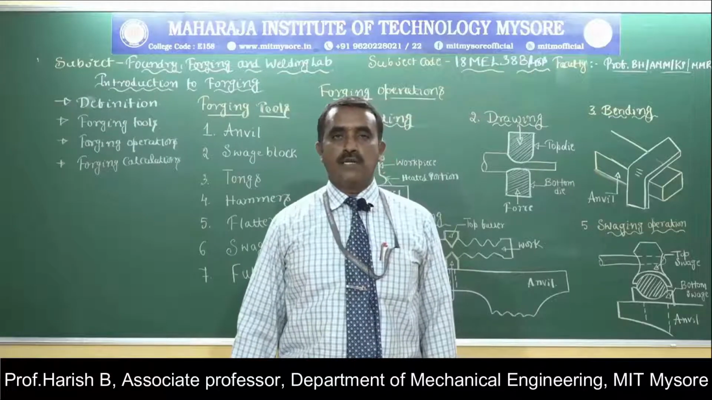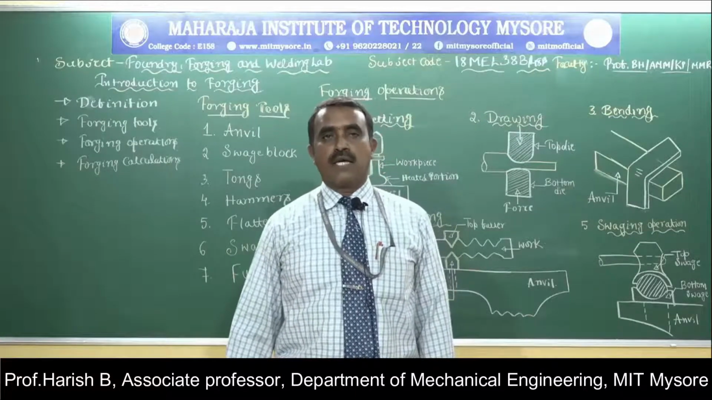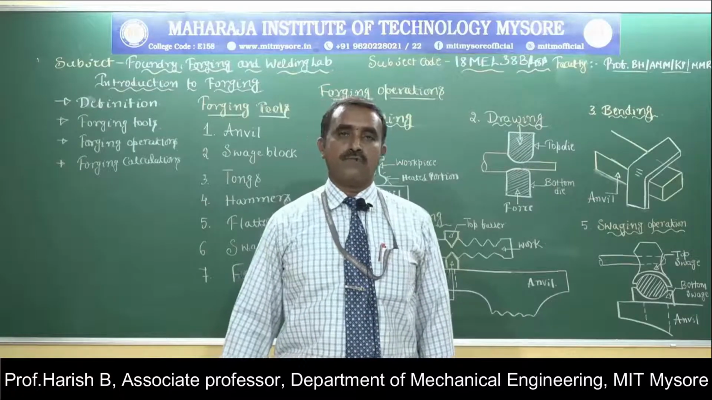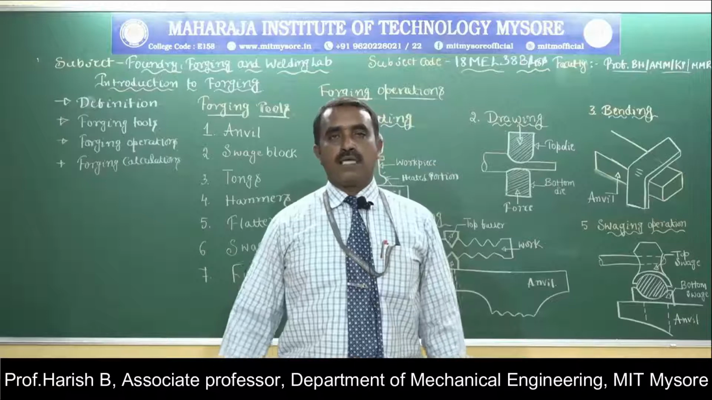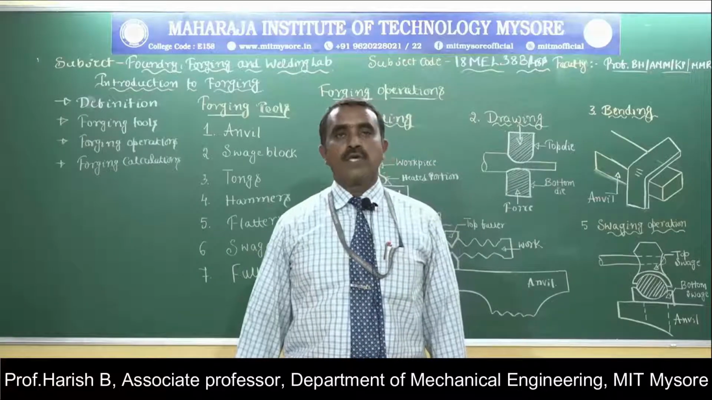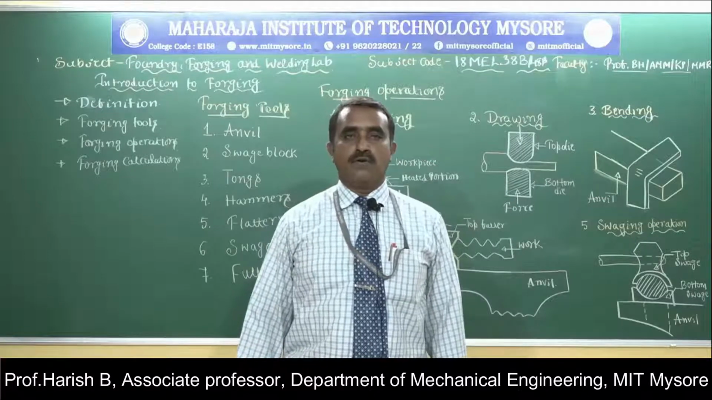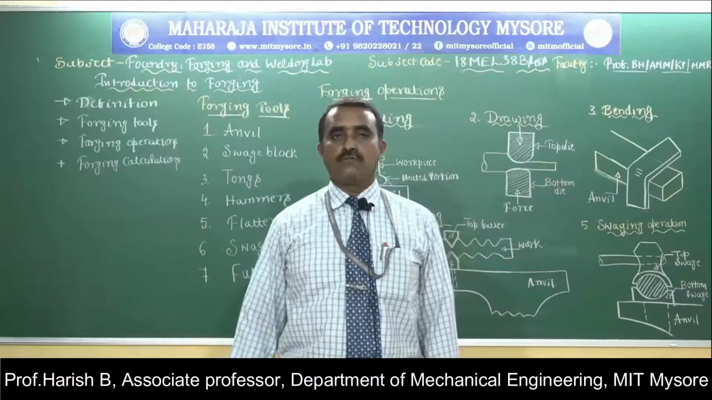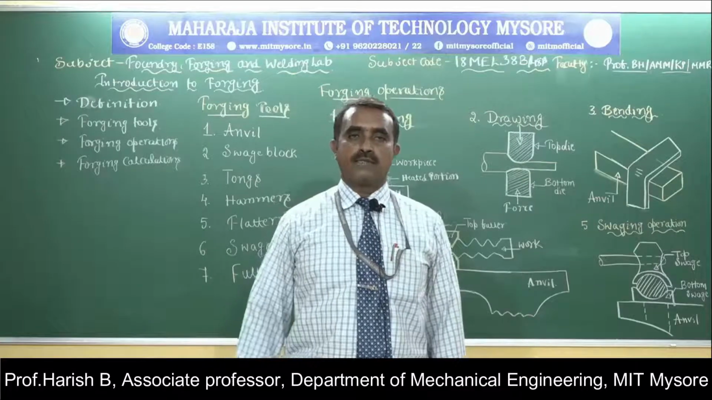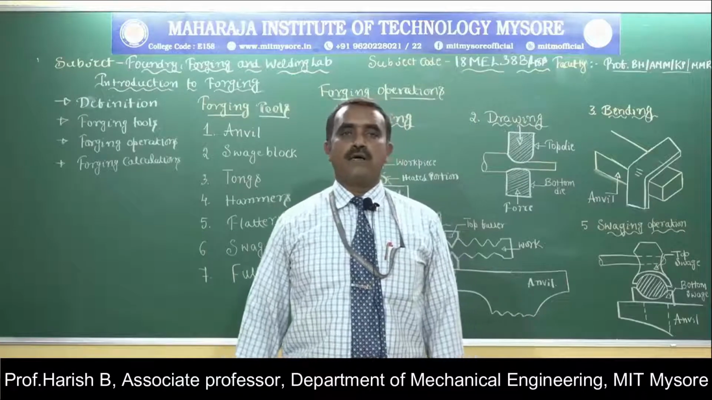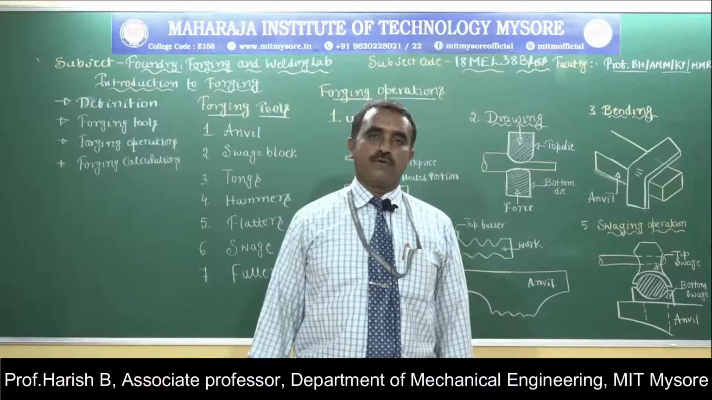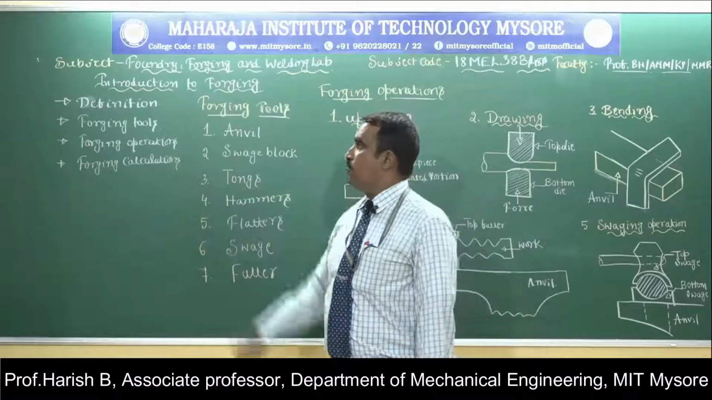It is an operation where the metal is heated to red hot condition and by applying external force it is given the required shape and size. For heating we use a furnace. The metal has to be heated to red hot condition, so the metal will be heated in a furnace. Then for applying pressure we have to use different tools. So that is the definition of forging.